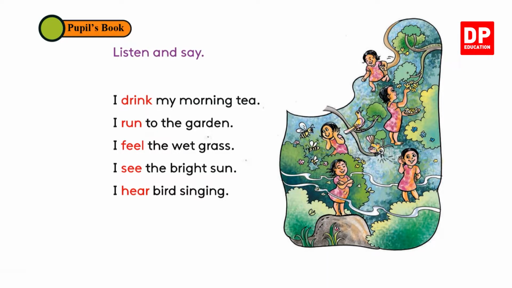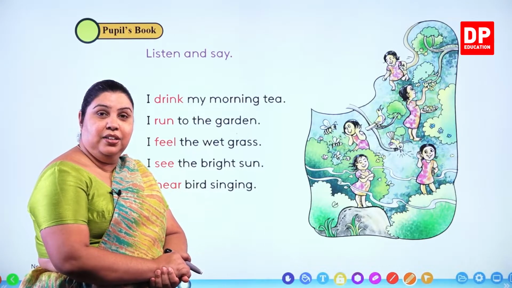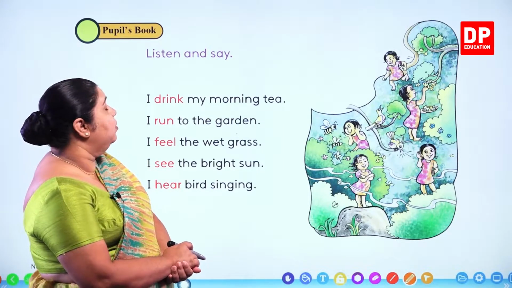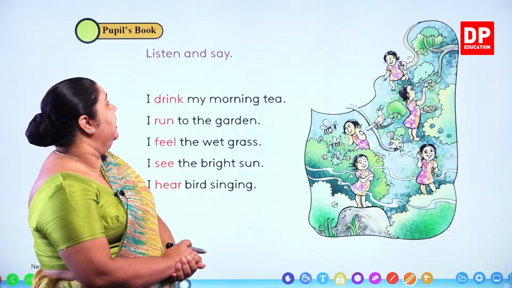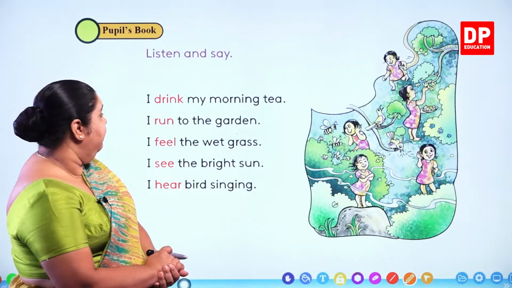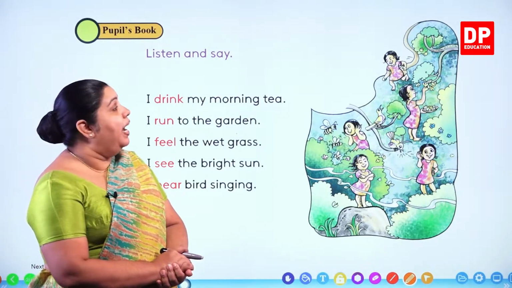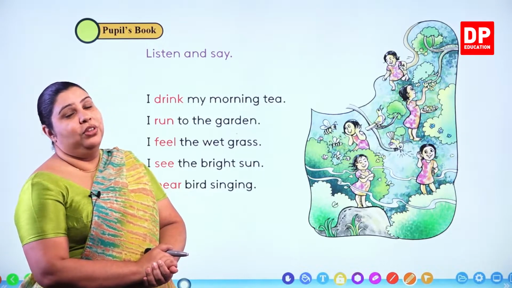Right, now I want you to take your pupils book and turn to this page. Now this is our lesson number 6. Okay, we are going to talk about this beautiful morning. First of all, let's listen and say. First you have to listen to me. I will read this to you. While looking at the picture, you all have to follow this lesson.